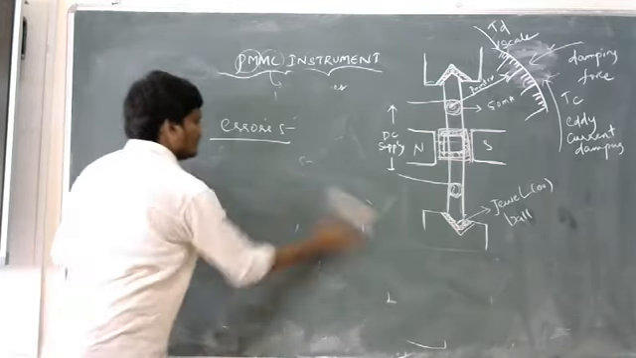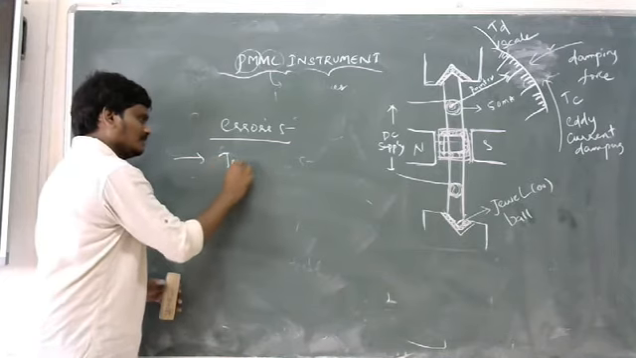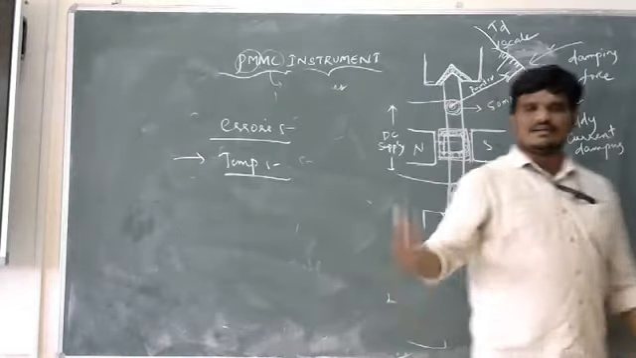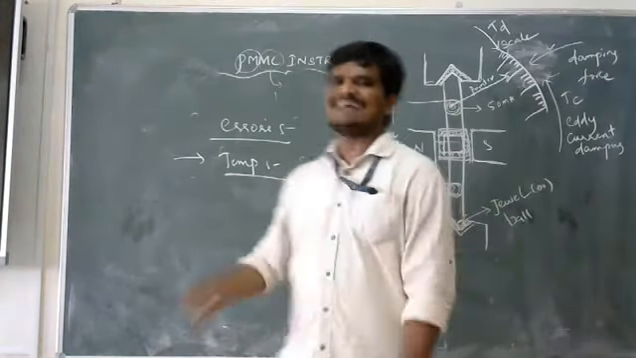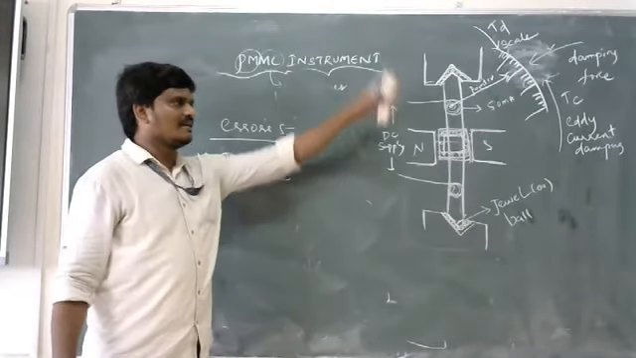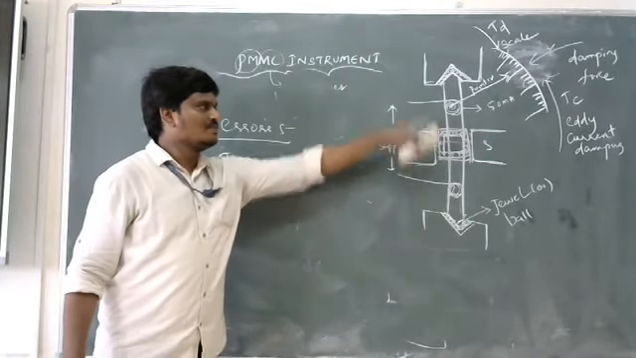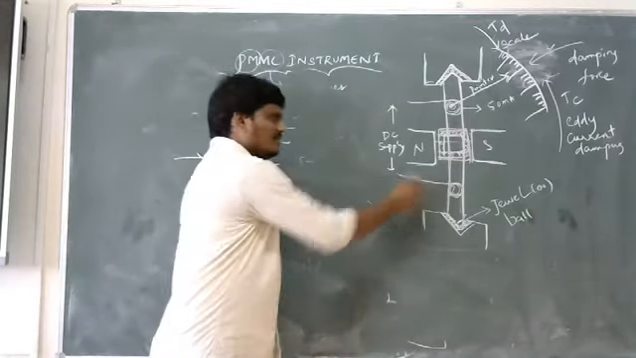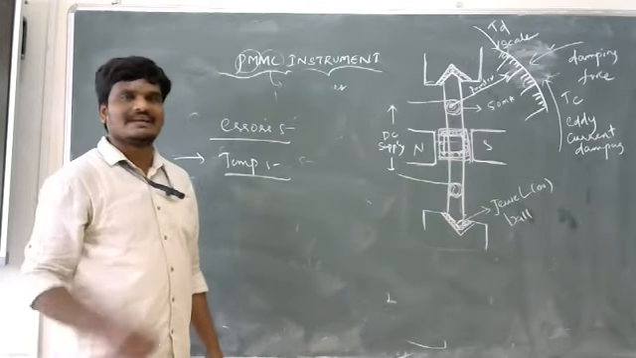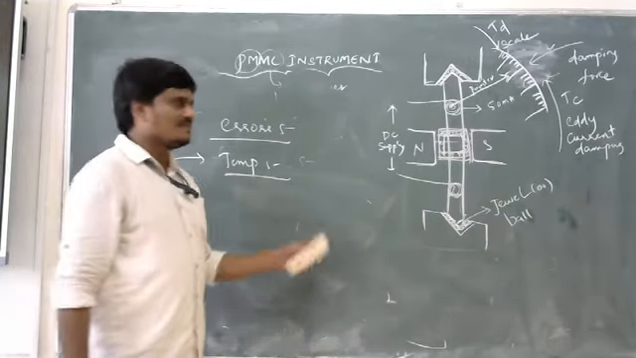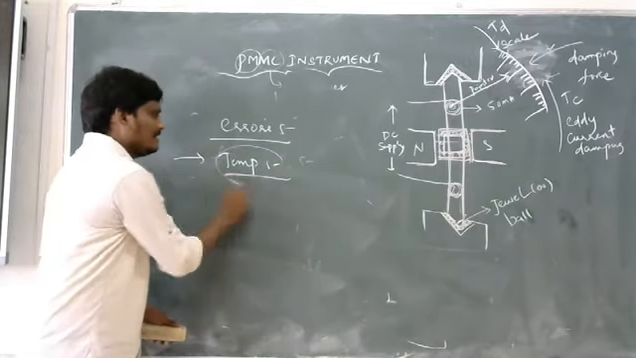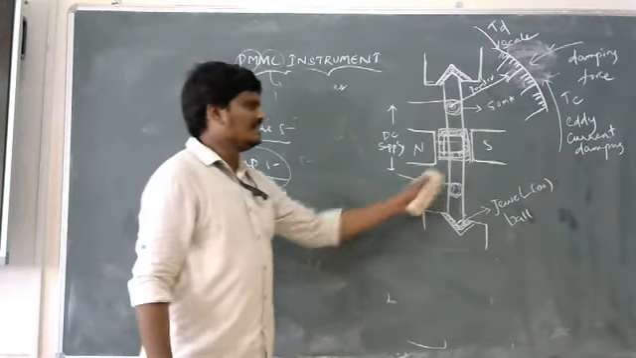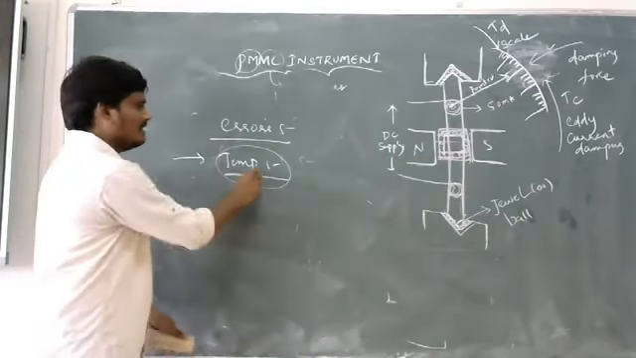Coming to the next type of error, temperature error. The temperature error is mainly caused in a PMMC instrument due to the passage of current, continuously through the winding wound on the aluminum frame, or in the springs. Due to the continuous passage of current, what happens? Heat will be produced or dissipated. Due to the rise of heat or temperature, we will get temperature error.